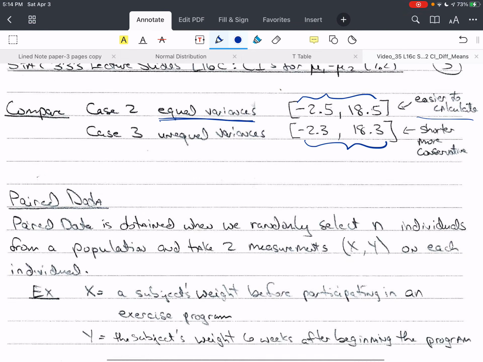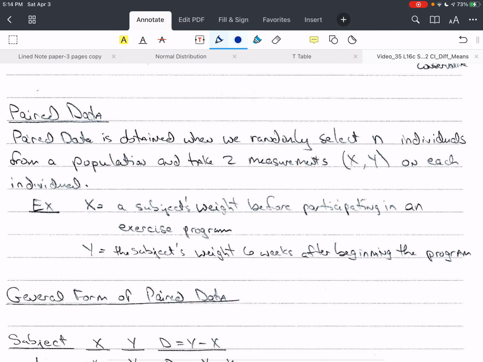Now we're going to look at a special case where we do not have independent populations. We have a dependent population, and we call it paired data. So paired data is obtained when we randomly select n individuals from a population. This can be people, animals, objects, you name it. Whatever the population is. And we take 2 measurements on each individual or each member of the population.